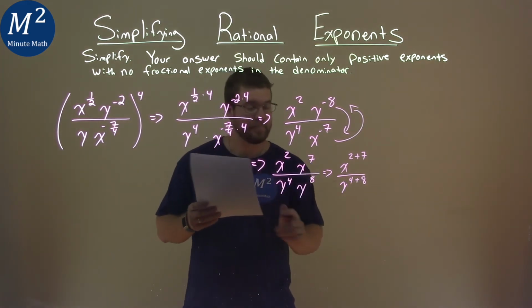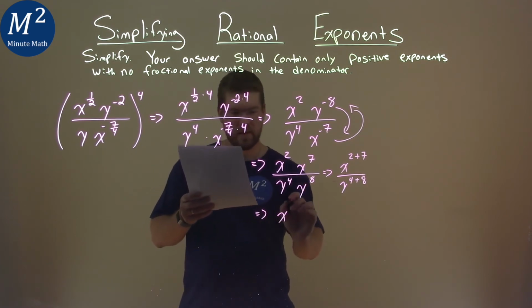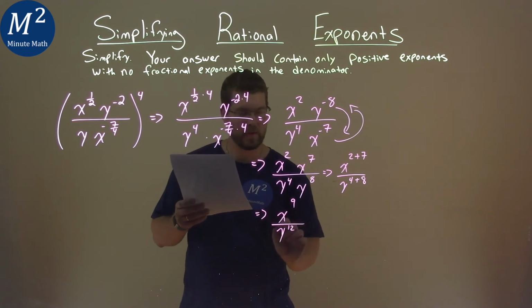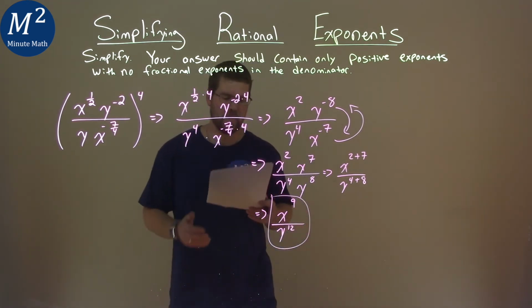Not too bad. So our final answer, if I write it out here, is x to the 2 plus 7, which is 9, and 4 plus 8 is 12, so we have y to the 12th. And so our final answer is x to the 9th over y to the 12th power.